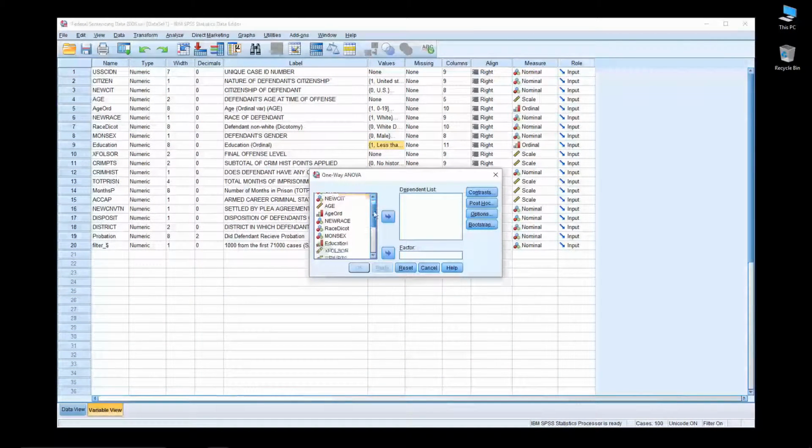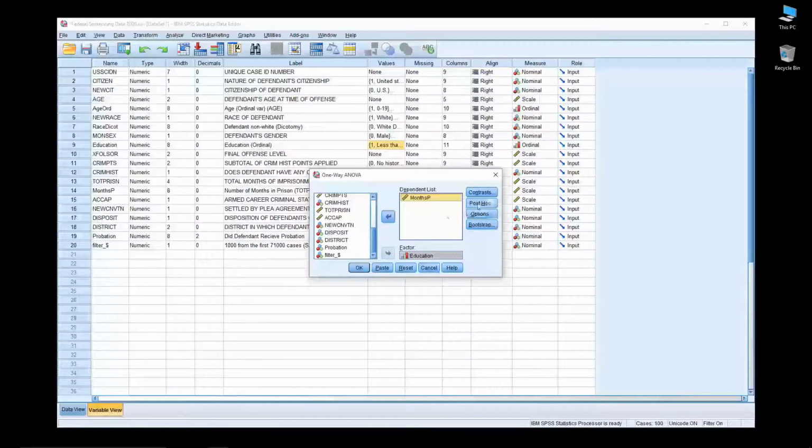So we can go down here and pull in our education variable, and this is going to be our factor. We're just going to pull it on over, so much like the grouping variable, but in this case it's going to examine all of the different categories of education, in our situation 4. And we're also going to examine the months in prison the individual was sentenced to, so we're going to drag that over into our dependent list.